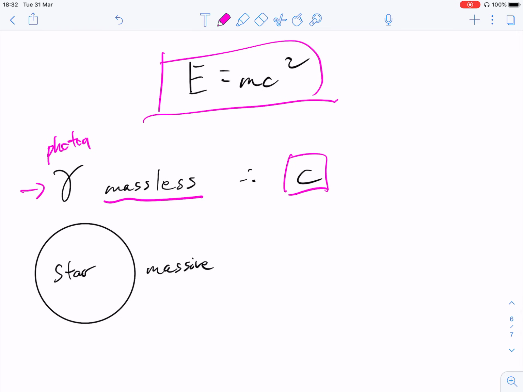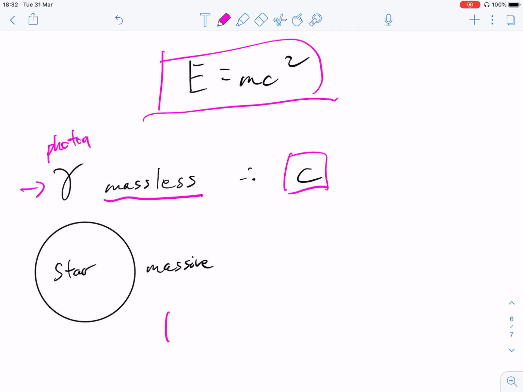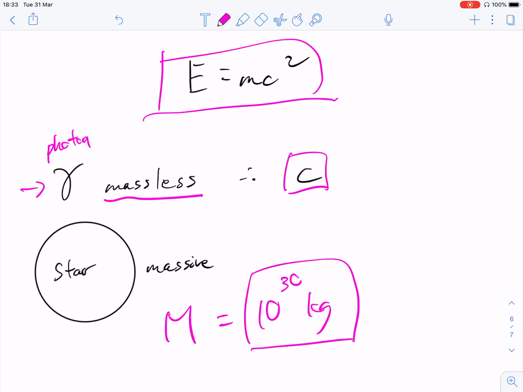A star, on the other hand, is on the exact opposite end of that. The star is massive. In fact, our sun is on the order of magnitude of 10 to the power of 30 kilograms. If we try to move an object like that towards the speed of light, it requires way too much energy, and it becomes impossible to do as a result of the equation E equals mc squared.